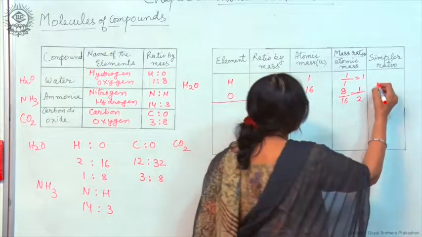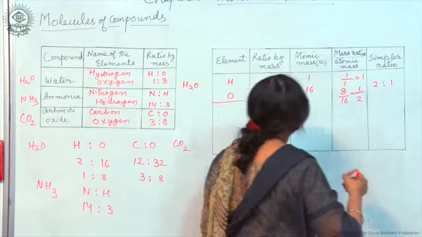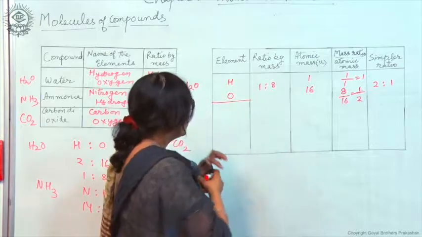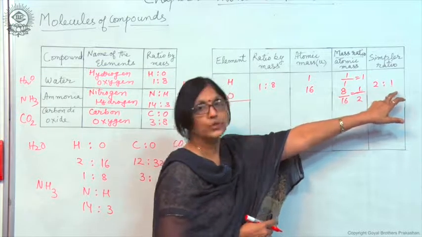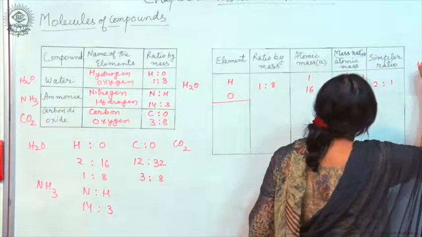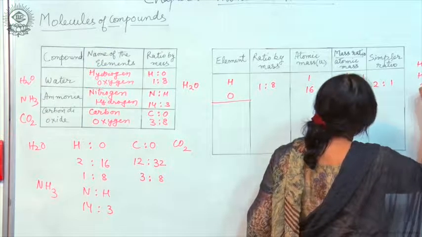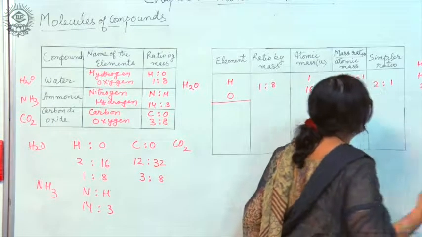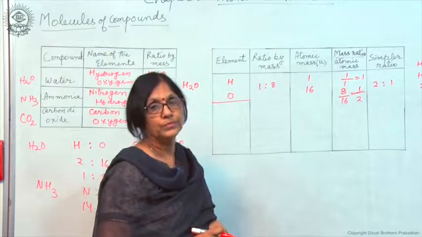So, what do you get? 2:1. So, in a water molecule, hydrogen and oxygen are present in the ratio of 2:1. So, in water, hydrogen to oxygen are present in the ratio of 2:1. So, the formula of water is H2O.